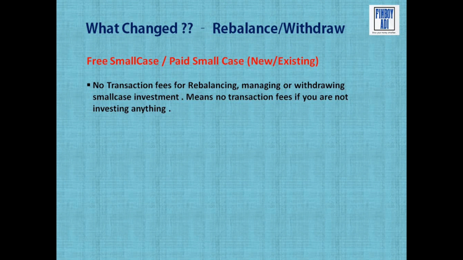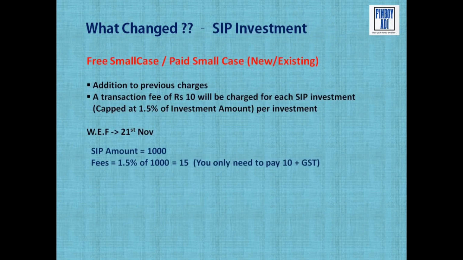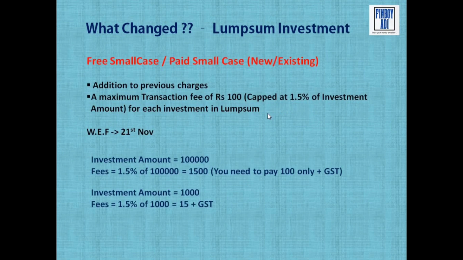This is also going to affect our returns. Let's say in lump sum you are paying 100 rupees for each transaction, and in one month you do 10 lump sum transactions in different Smallcases. Then you have to pay 1000 rupees plus GST. That will affect your returns, because if you are doing a paid one, you have to give the subscription charges and this transaction charge as well.